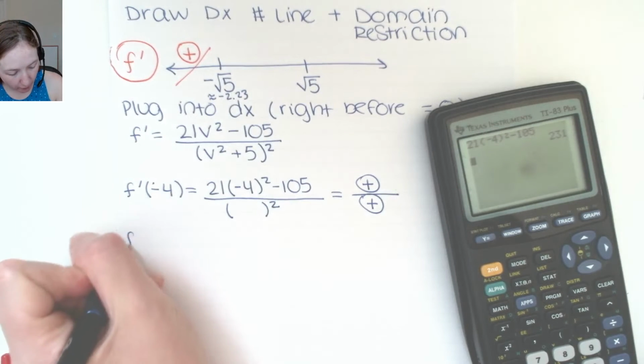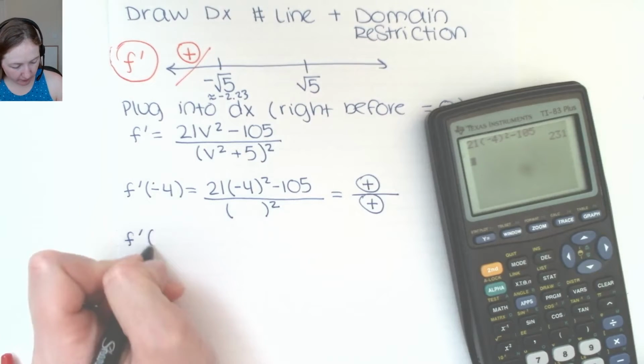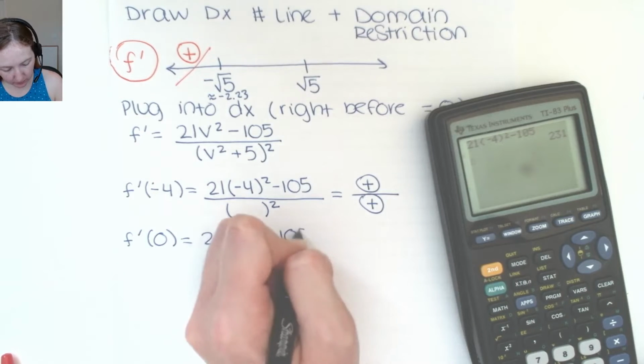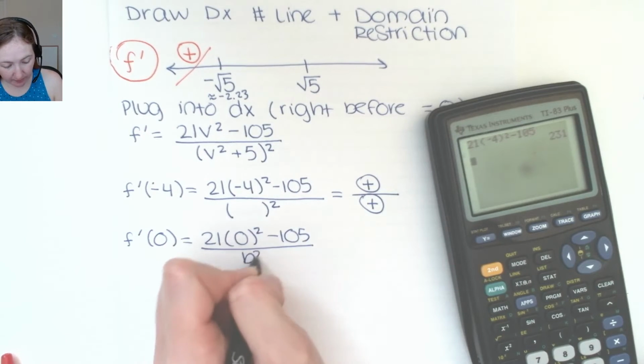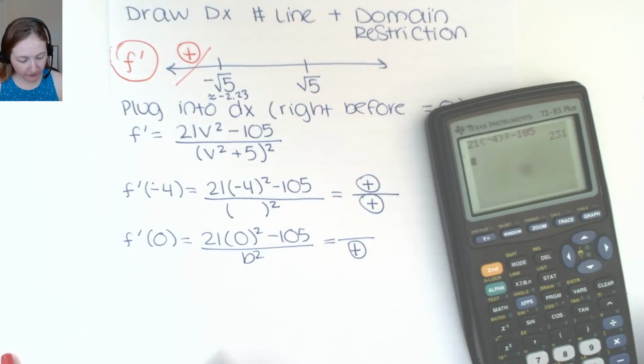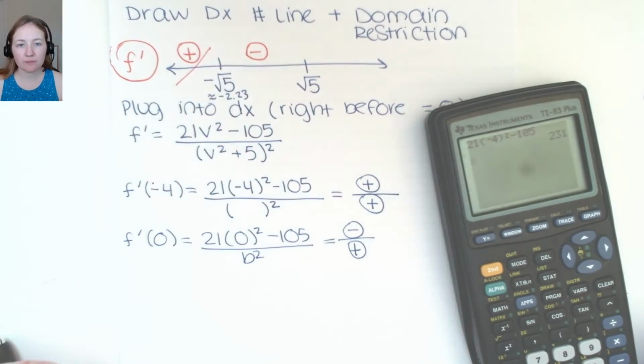Then we look at negative square root 5 to square root 5. So maybe plugging in 0. Again, the denominator is that v squared. I know that the denominator will be positive. And then plugging in here, I get a negative. So that middle will be negative. And that's going to tell us that we're going down the hill, decreasing.